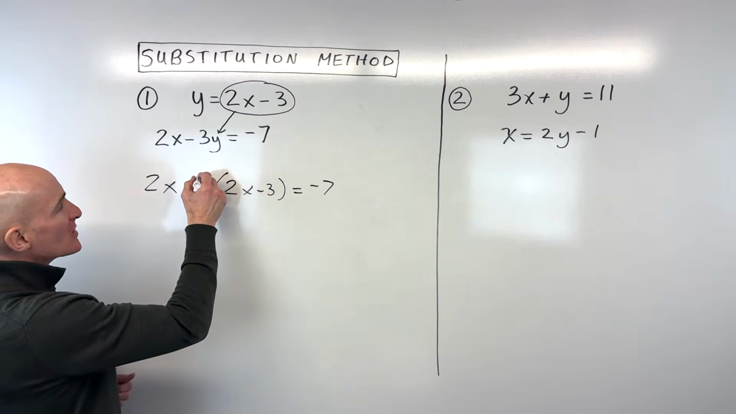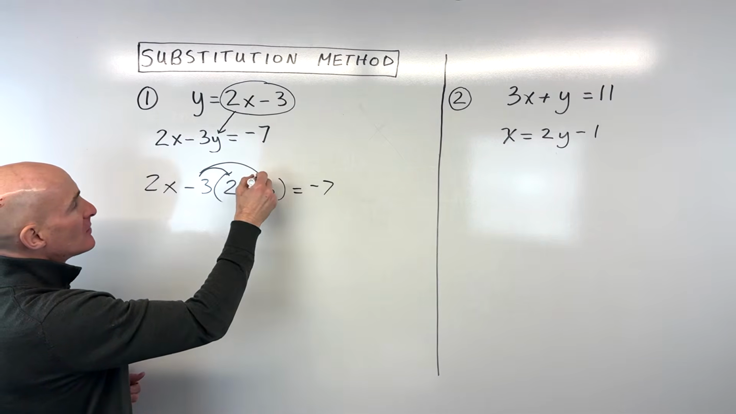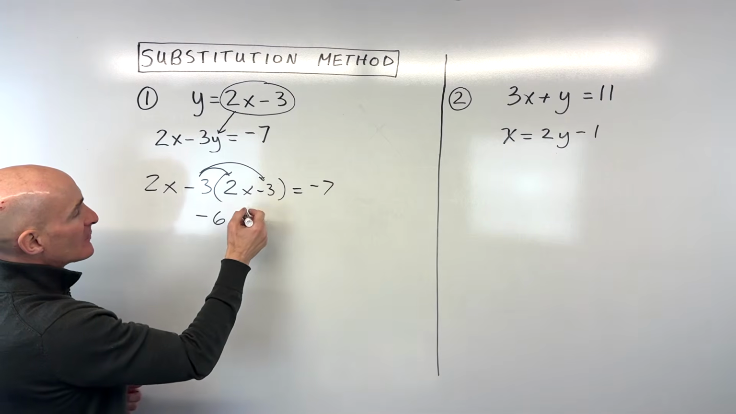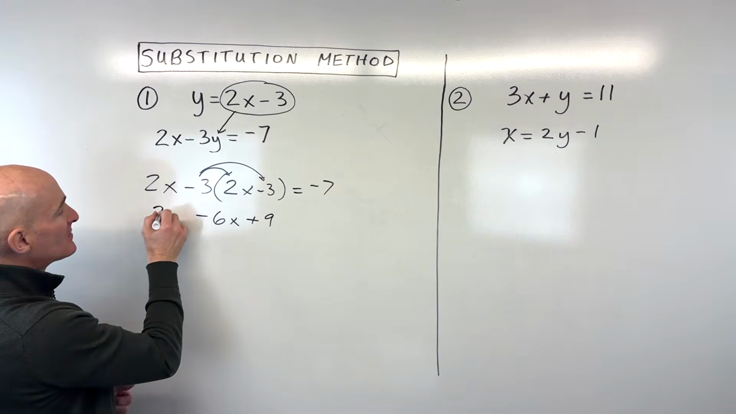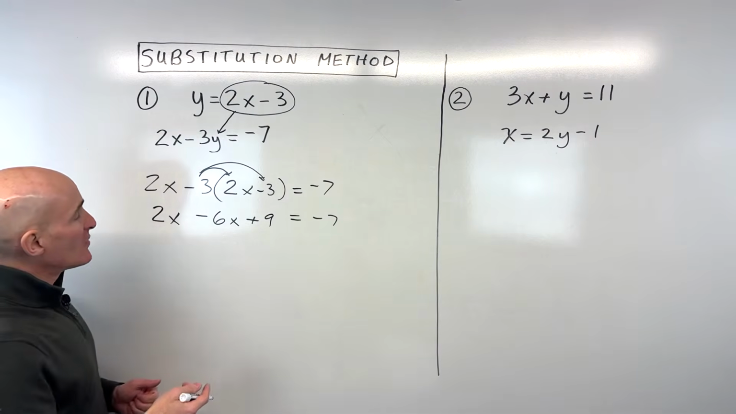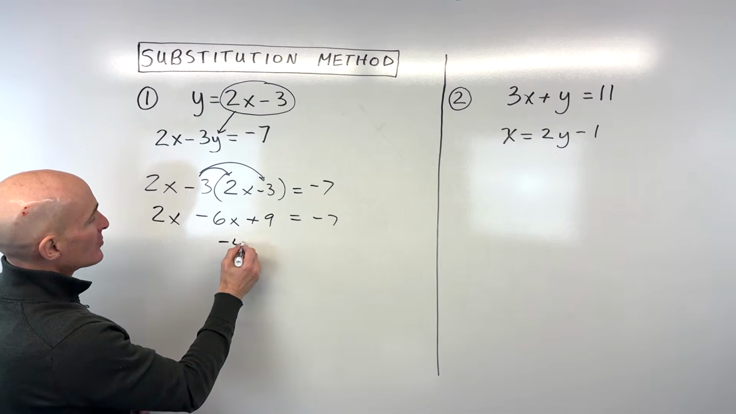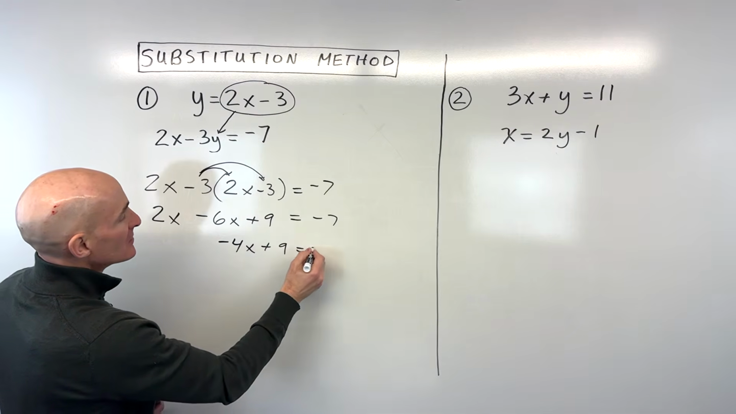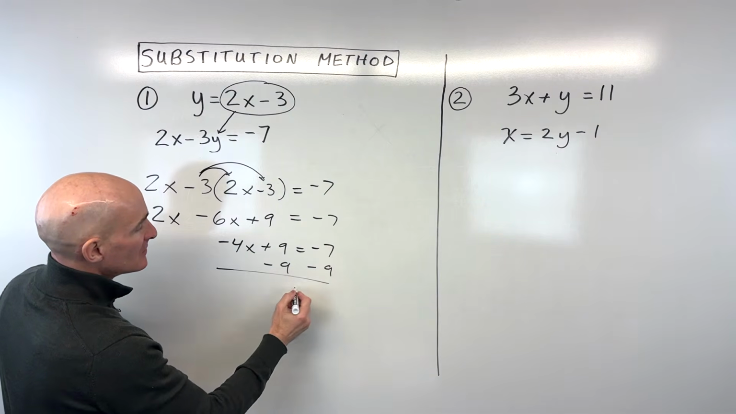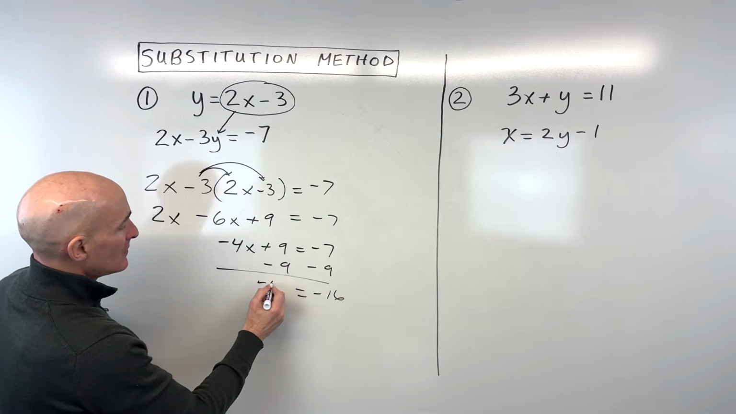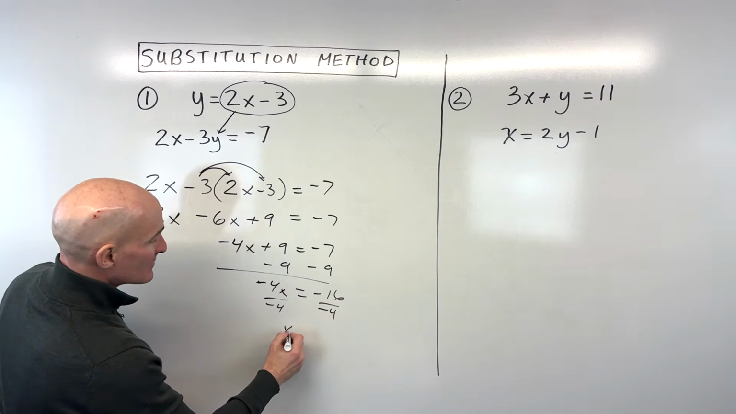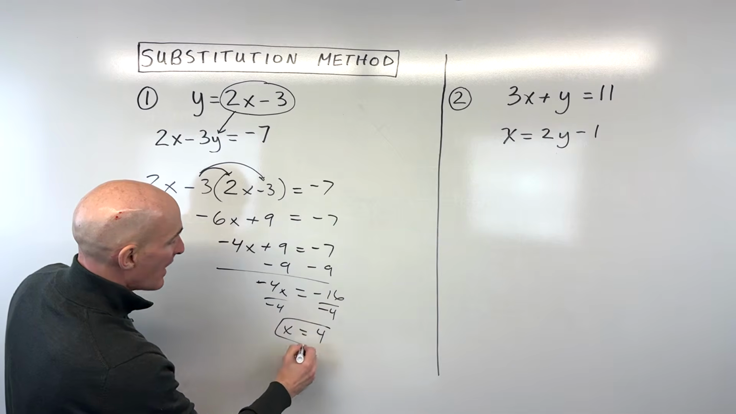The way we do that is we're going to distribute this negative 3. Make sure you capture the negative. That's going to give us negative 6x. A negative 3 times a negative 3 is positive 9. Let's bring down the 2x. And now you know what to do. You've solved these equations before. We're just going to simplify a little bit by combining like terms. We're going to get the variables on one side, numbers on the other side. And we're going to divide by negative 4 to get x by itself. You can see x is coming out to positive 4.